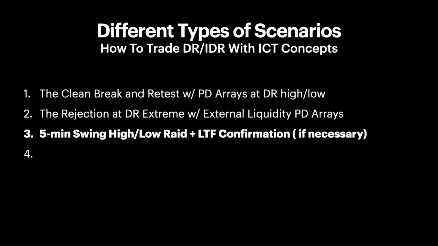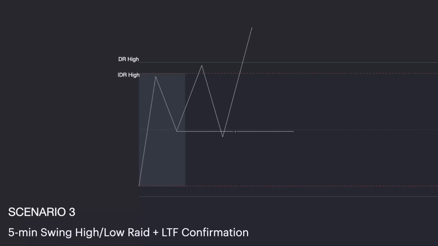Scenario 3 is a 5-minute swing high low raid with a low time frame confirmation if necessary. Sometimes you need it, sometimes you don't. Let's take a look at the diagram. This is just one variation of it. We get a close above the IDR high. We can also get a close above the DR high. Price retraces to a swing low within the range. This swing low is at the midpoint of the range.